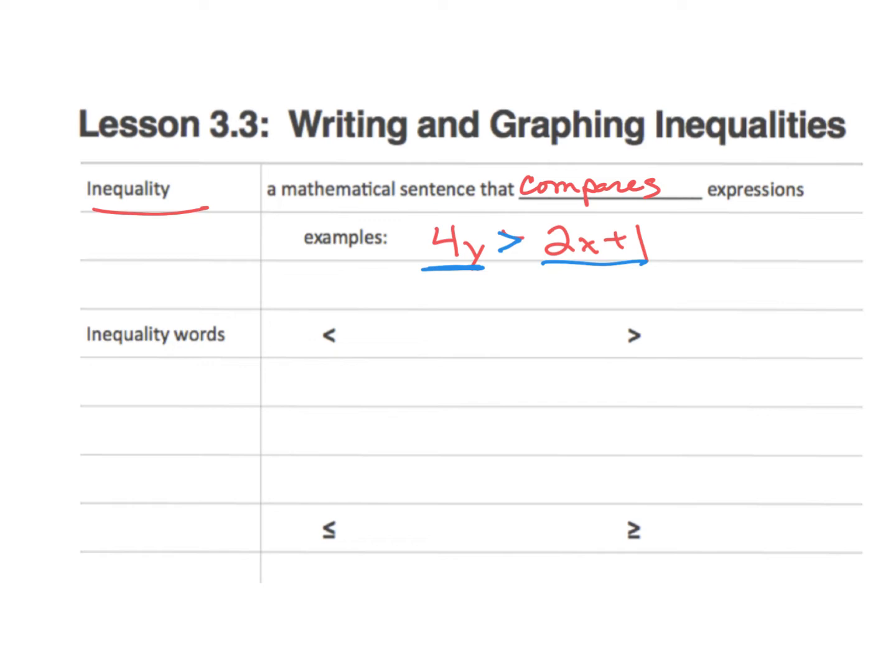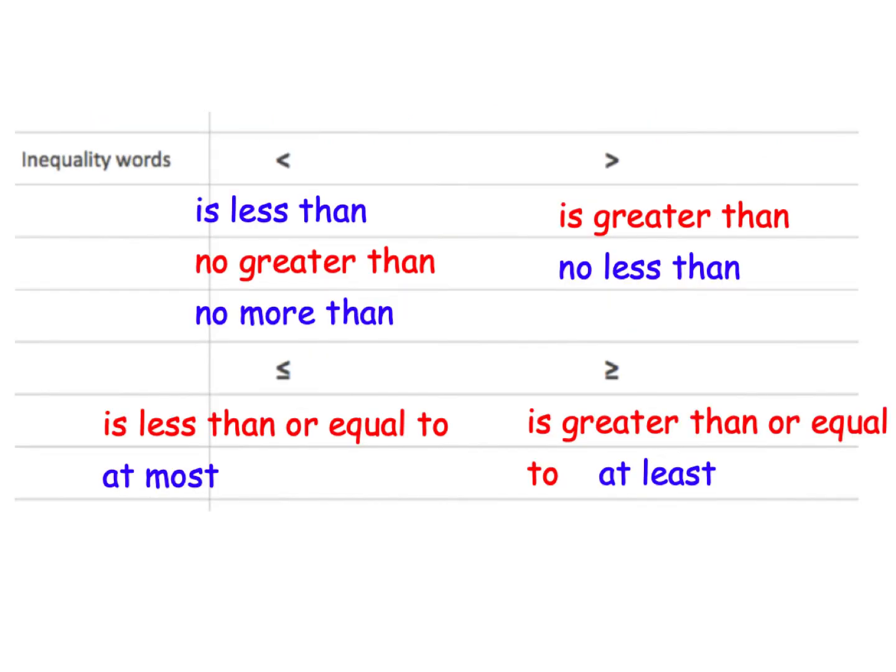So then we need to know words that mean the inequalities. So I'm going to the next page. This is what I want you to write down. For less than, we have less than, no greater than, no more than. Greater than is greater than, no less than. Then we have the equal to sign underneath. So this is less than or equal to, just like the first one says. And we use at most for that one. Greater than or equal to, again, the one in red, and then at least. So feel free to pause the video and write these in your notebooks.